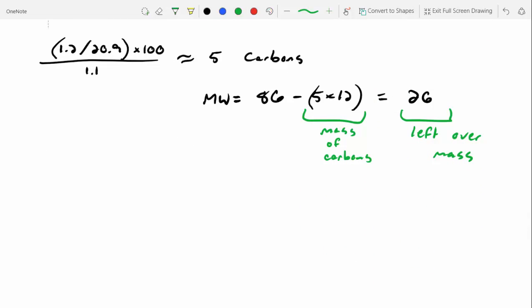So we've got a leftover mass of 26. It can't all be hydrogen because we'd have like 8 bonds to some carbons. That's just not going to happen. So we use process of elimination. It doesn't sound elegant, but it's the way chemists use it.